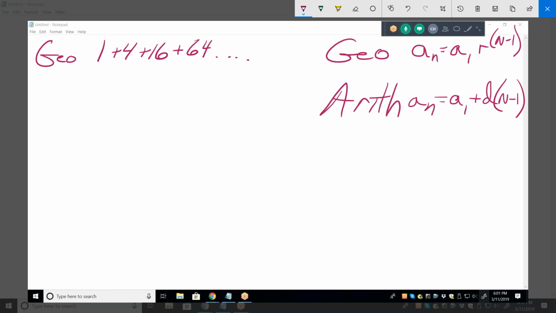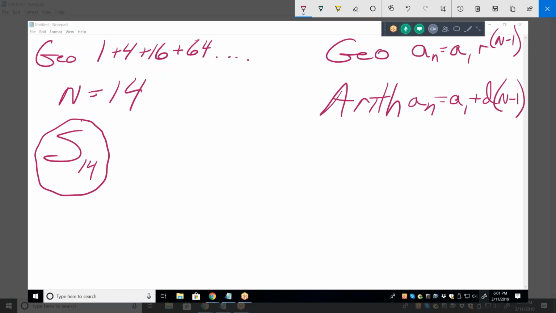And then the first part gives you n equals 14. So if n equals 14, what they want is s sub 14. This stands for the sum of the first 14 terms. Obviously, we don't want to write them all out, because it'd just be a lot of writing. This could be the sum of the first 41 terms. There is a general formula for this. Do you know what it is?